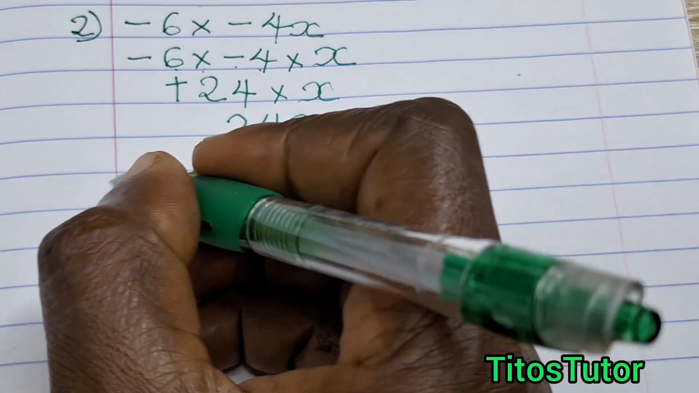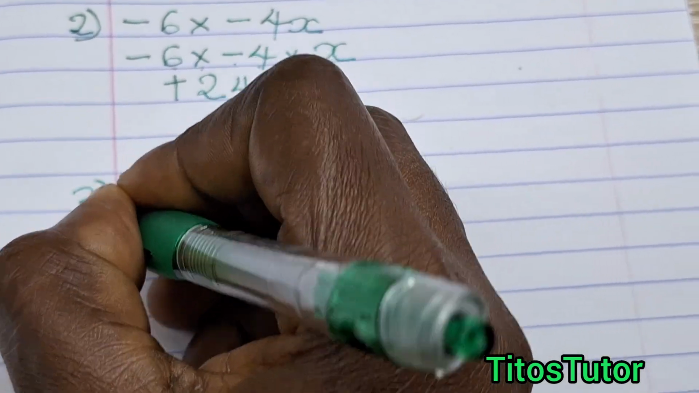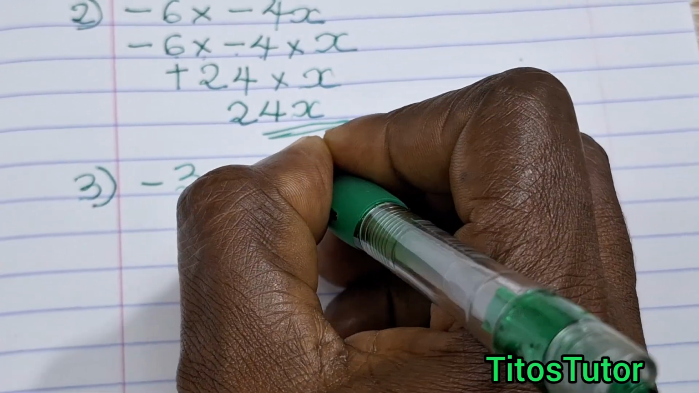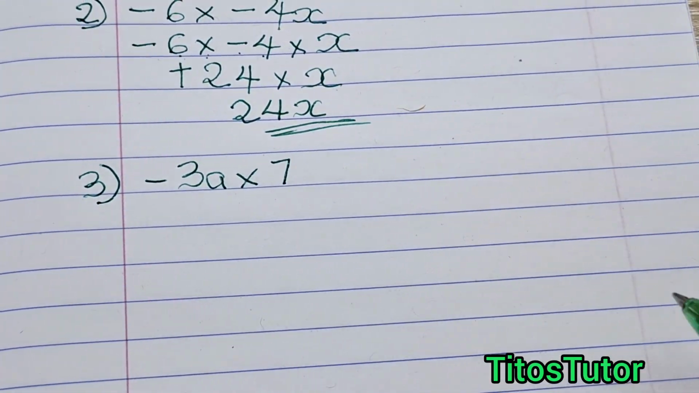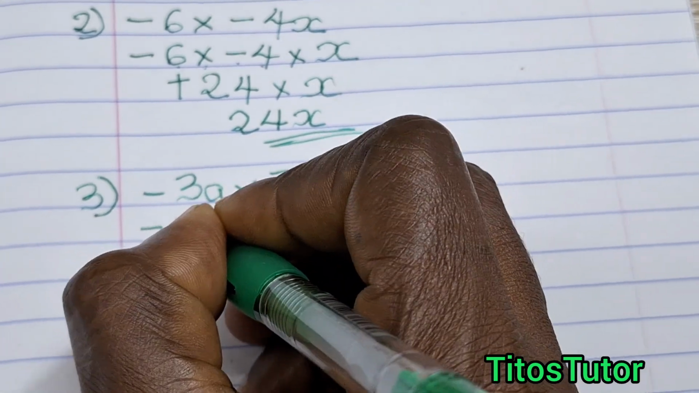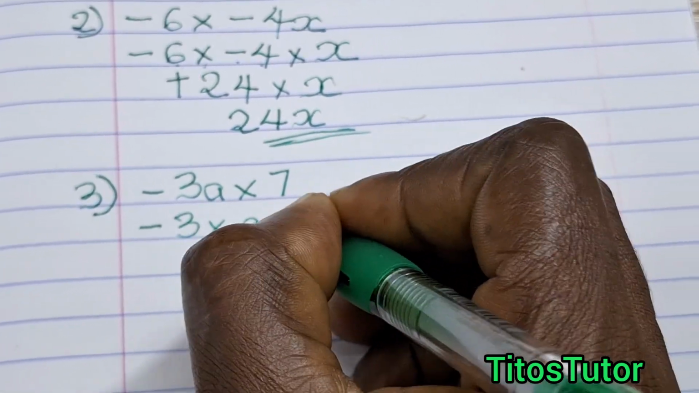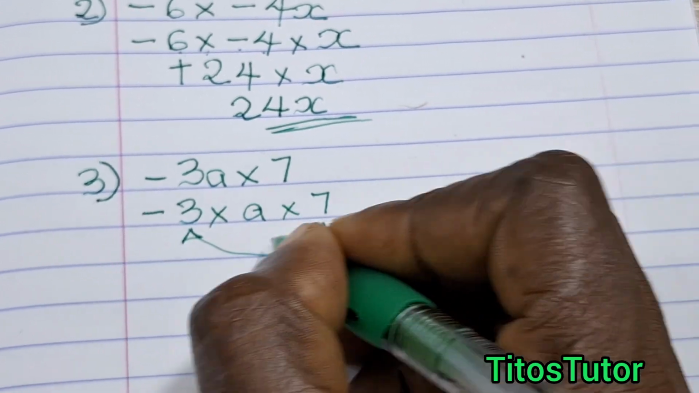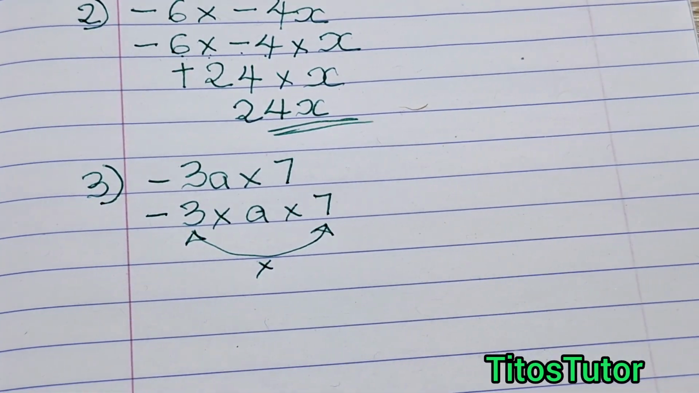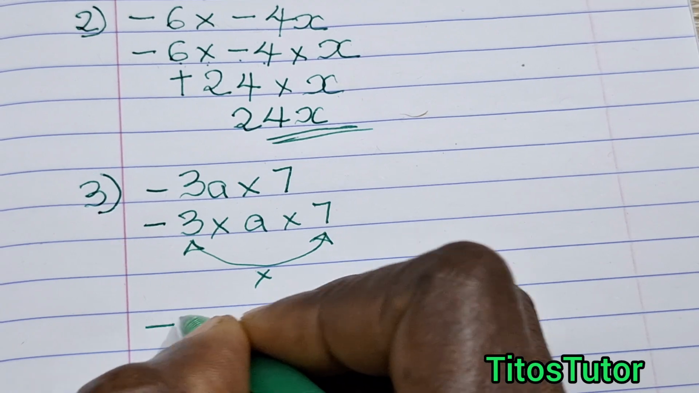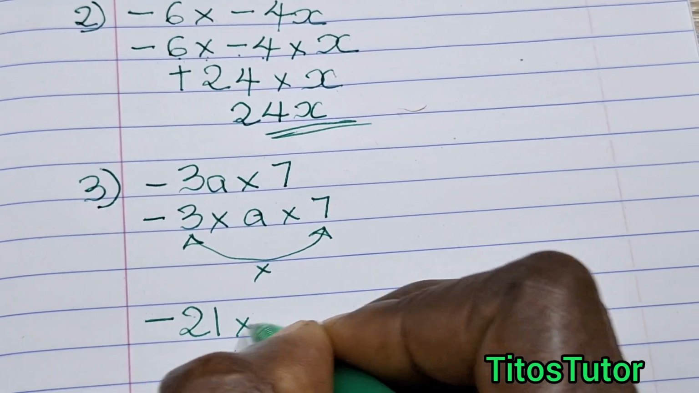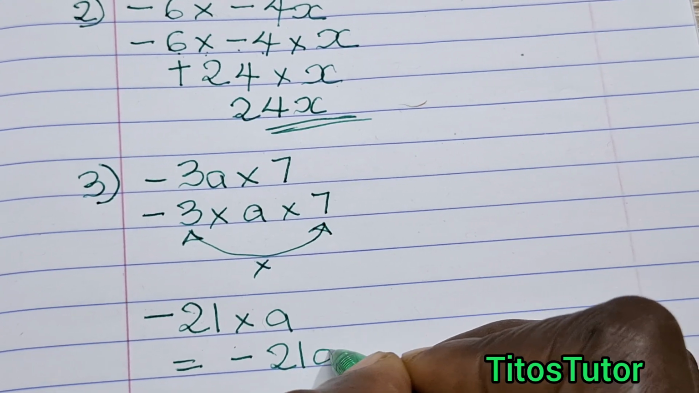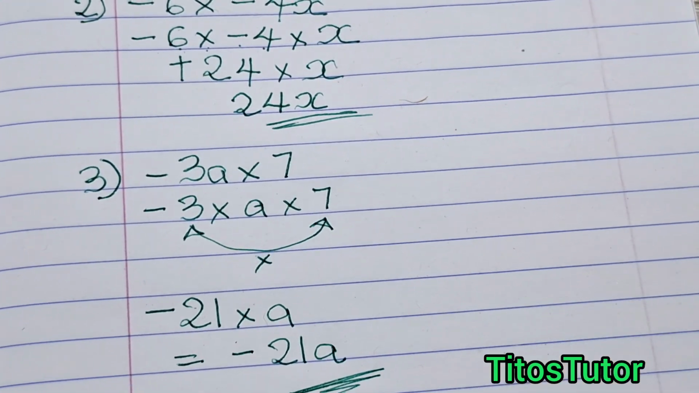Worked example number 3 is negative 3a multiplied by 7. The rule says you can multiply it with the whole number. So this is negative 3 times a times 7. These two can multiply each other, right? And that gives you what? Negative 21. Negative 21 multiplied by a is the same as negative 21a, and you are done.